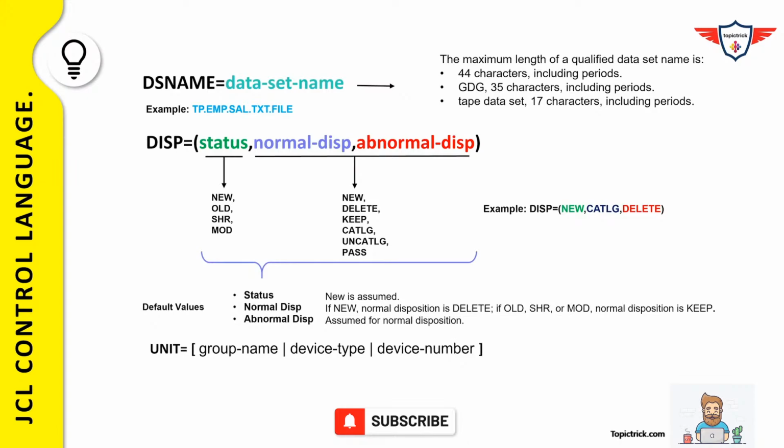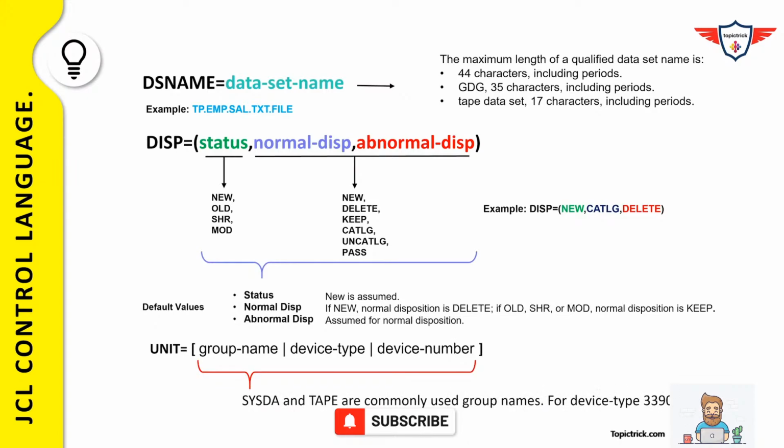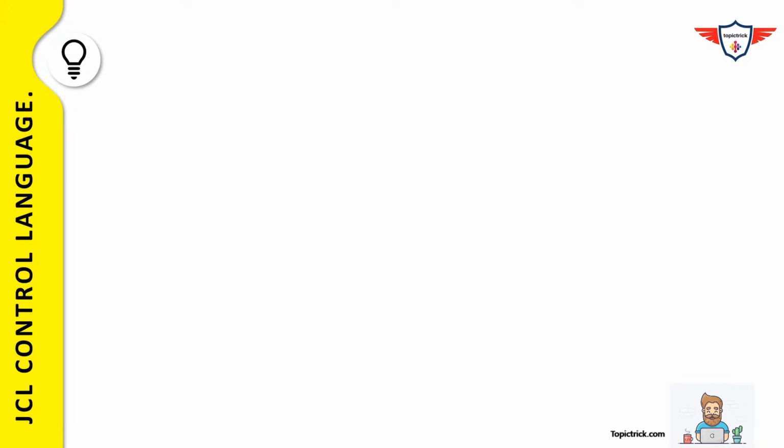Now the next parameter is unit, and as you know, this is used to specify the tape or disk devices where your dataset actually resides. So in case your dataset is already cataloged, then you are not required to specify the unit parameter, and in case you want to allocate a file, then you have to specify the unit parameter, right? And in general we use SYSDA or tape, and in case you have any specific device number, then you can use a device number also.